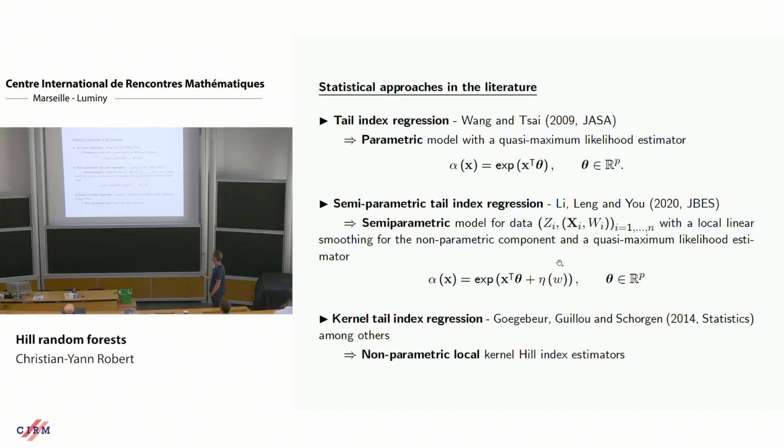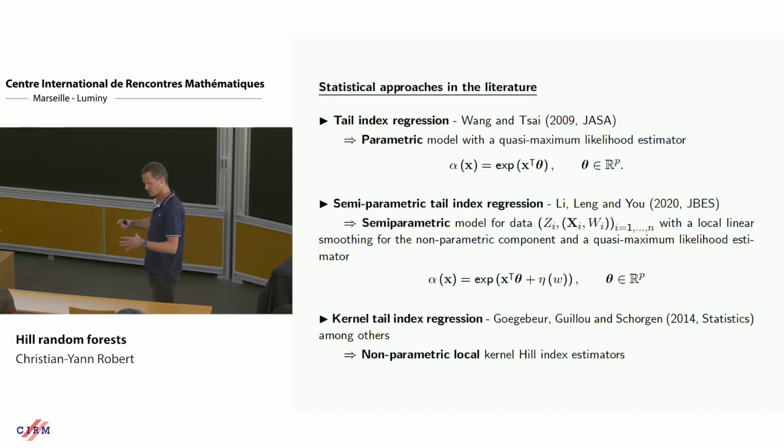And in extreme value statistics, you also have what is called kernel tail index regression, where you use the kernel approach. That is, you are in a local neighborhood of the value of x, and you estimate with the usual estimator, but assuming that the size of the neighborhood tends to 0 as the number of observations tends to infinity. But here we want to have a global estimator, so not for a particular point x in the feature space, but for the whole feature space, in dimension p.